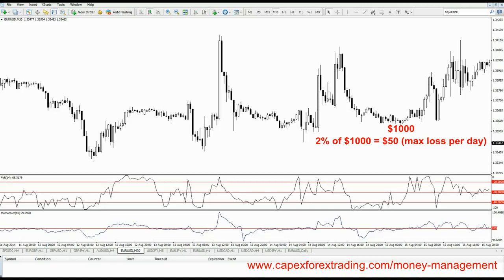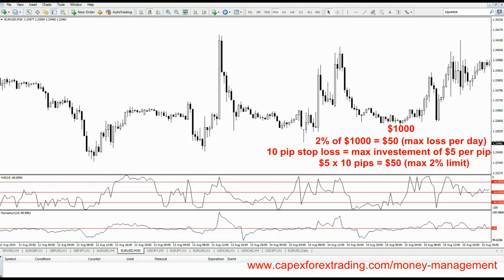So if you're using a 10 pip stop loss, the max that you should invest is $5 per pip. And the reason for that is because $5 times 10 pips, which is your stop loss, equals $50, which is your maximum loss per day, which of course equates to 2% of your total investment.